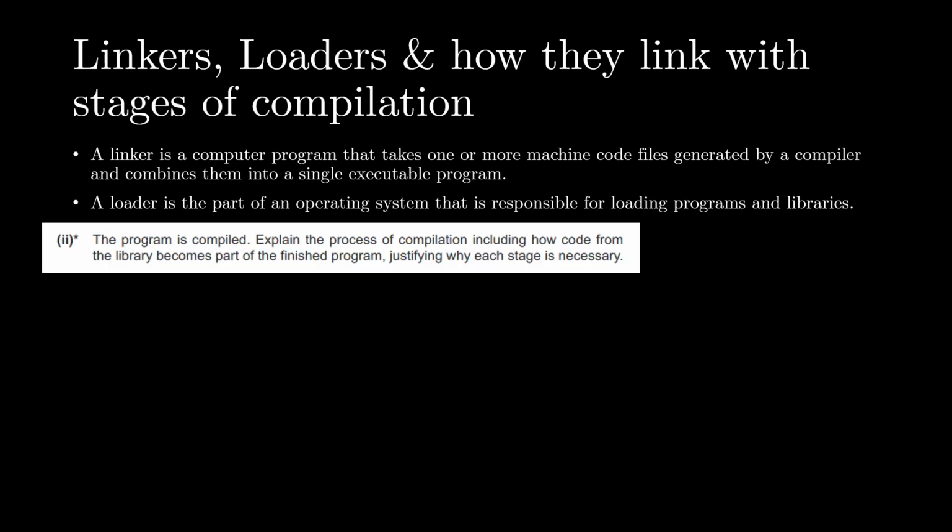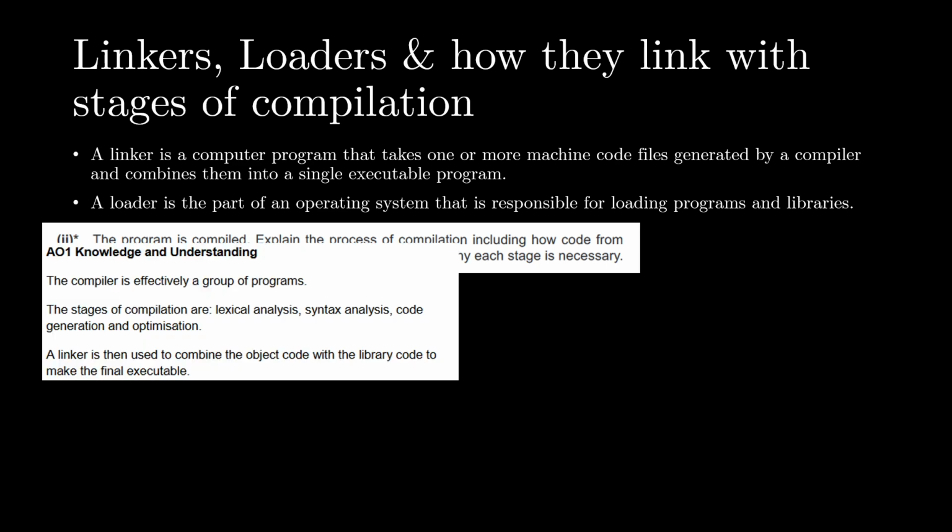So here is an exam question saying, okay, some program is being compiled. Explain the process of compilation, including how code from the library becomes part of the finished program, justifying why each stage is necessary. So this was actually, I don't know if it's a 9 or 12 marker, but it was one of those long essay questions. So lucky for us, we can just look at the mark scheme and then steal the ideas.